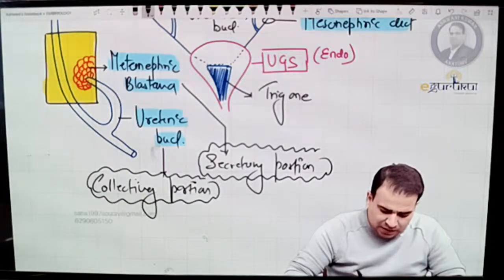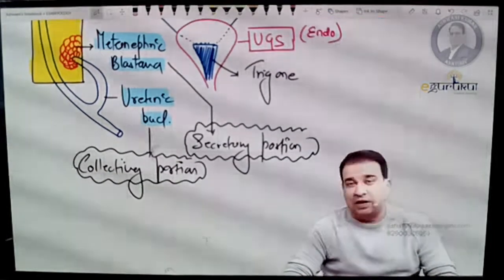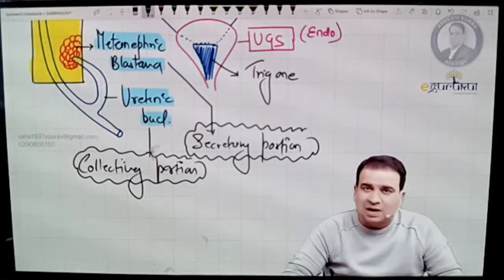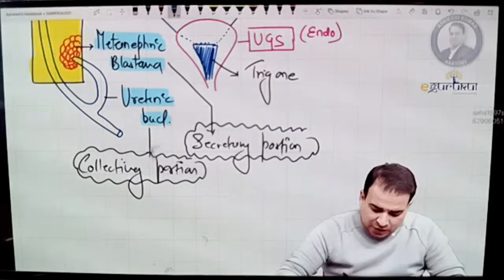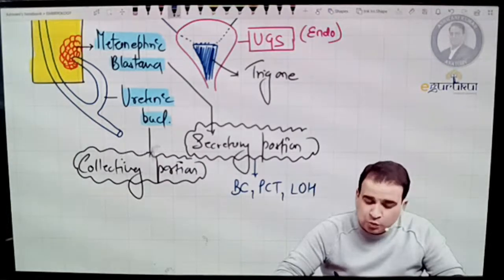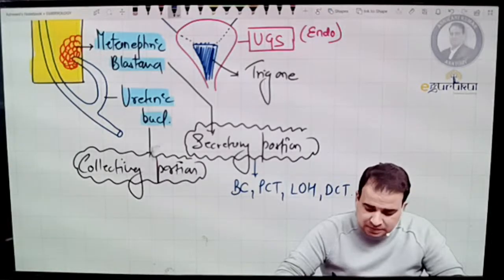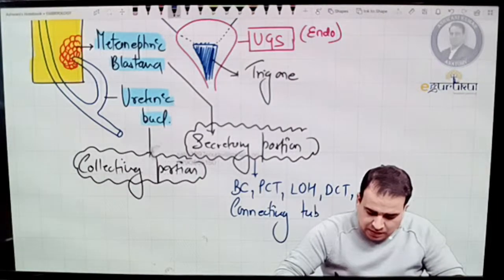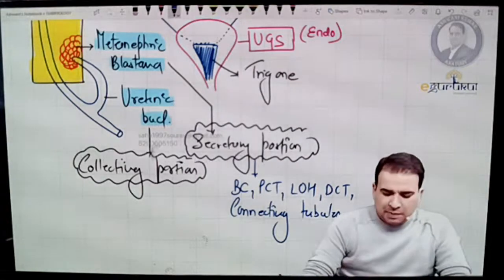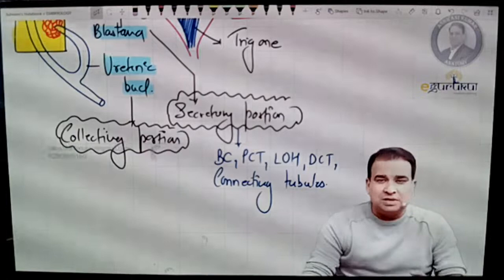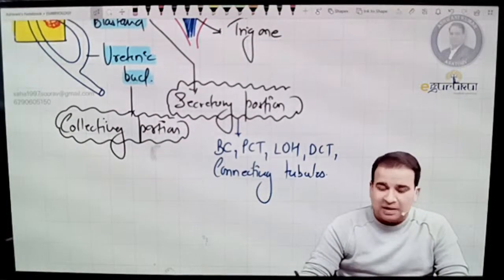So broadly speaking, the secretory portion of kidney comes from the metanephric blastema, that is, ultimately from metanephros, whereas the ureteric bud will give rise to the collecting portion of the kidney. Now, when I say secretory portion of kidney, I mean Bowman's capsule, PCT, loop of Henle, DCT, and even connecting tubules. Remember this word, guys, connecting tubule. Be careful: connecting, not collecting. Connecting tubules come from the secretory portion, that is, from the metanephric blastema.